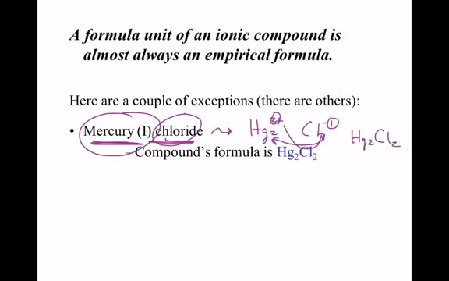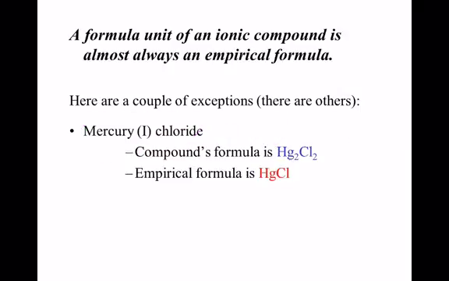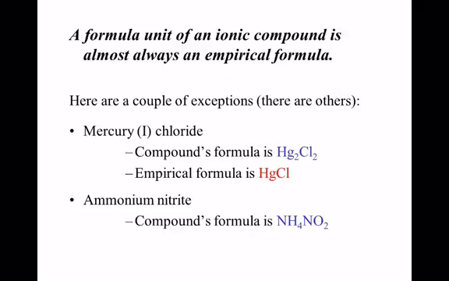So the point here is that if we were to reduce that, of course, you can divide each of those 2's by 2, and the reduced formula would be HgCl, which is a different cat. How do I say this? Well, it just is. I mean, the mercury 1 chloride, it's Hg2Cl2, but its empirical formula is kind of a queer-looking thing.